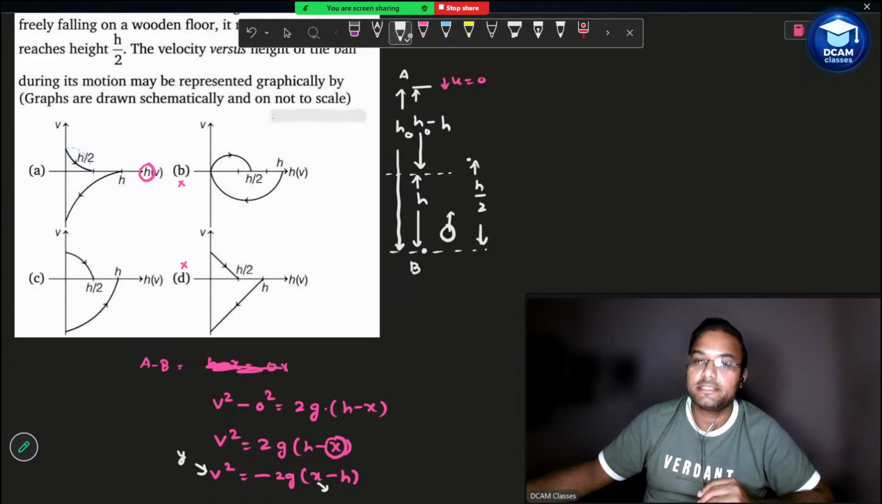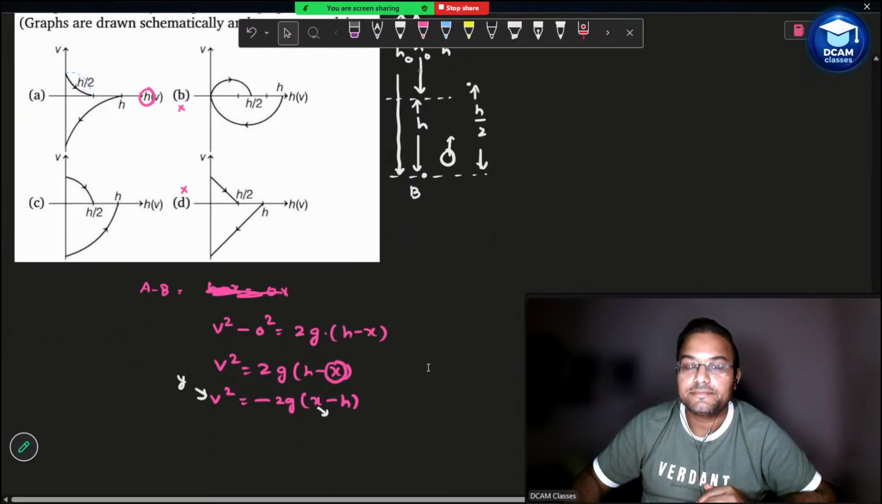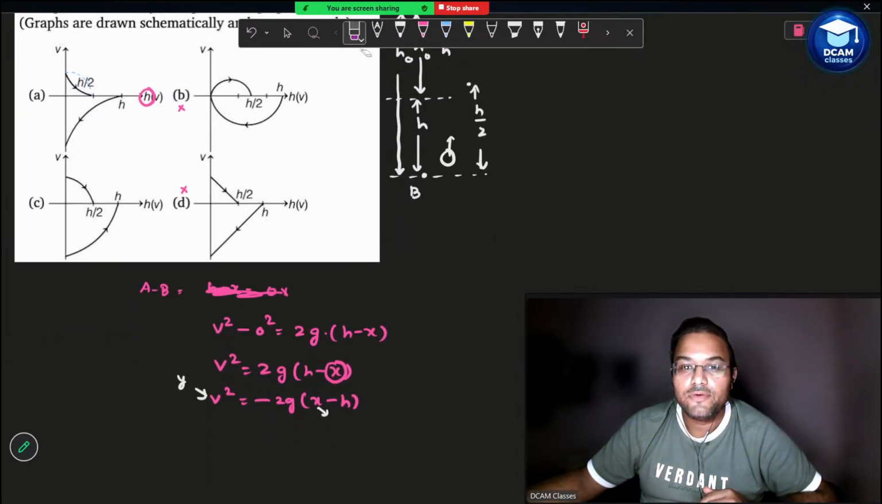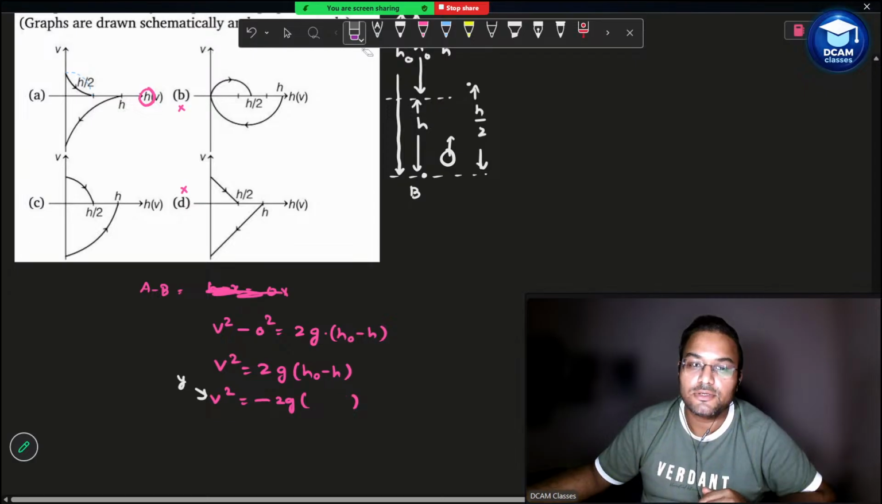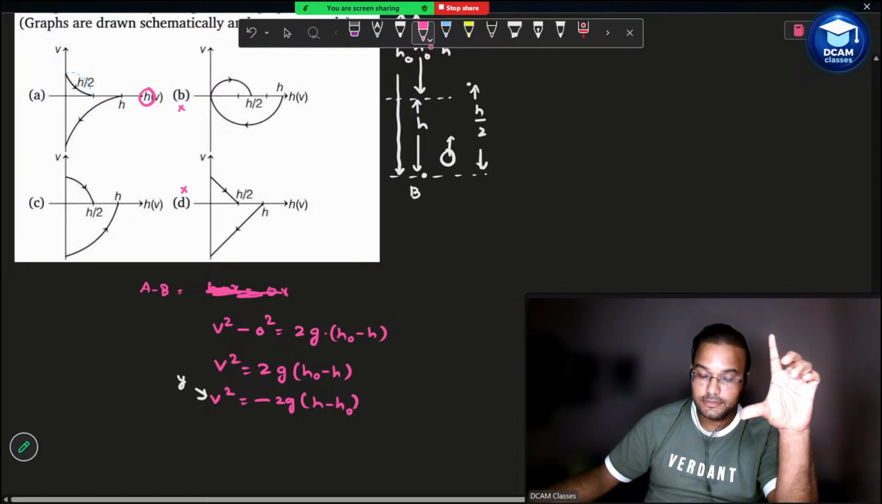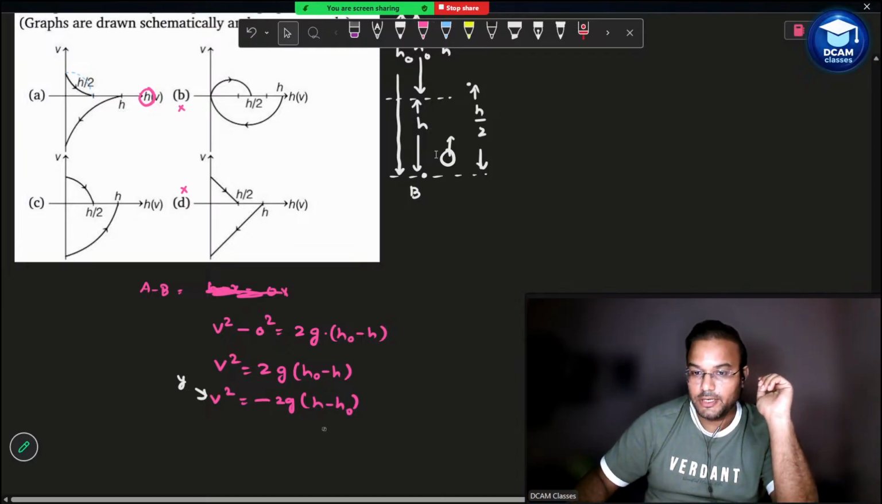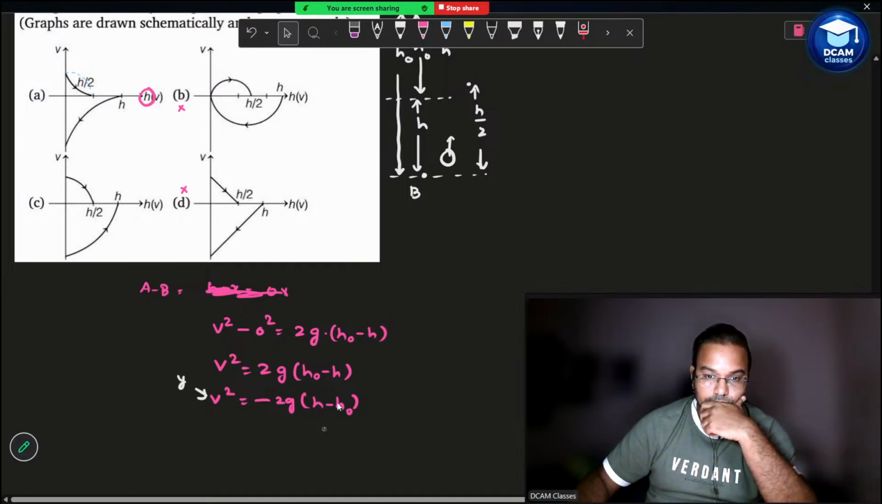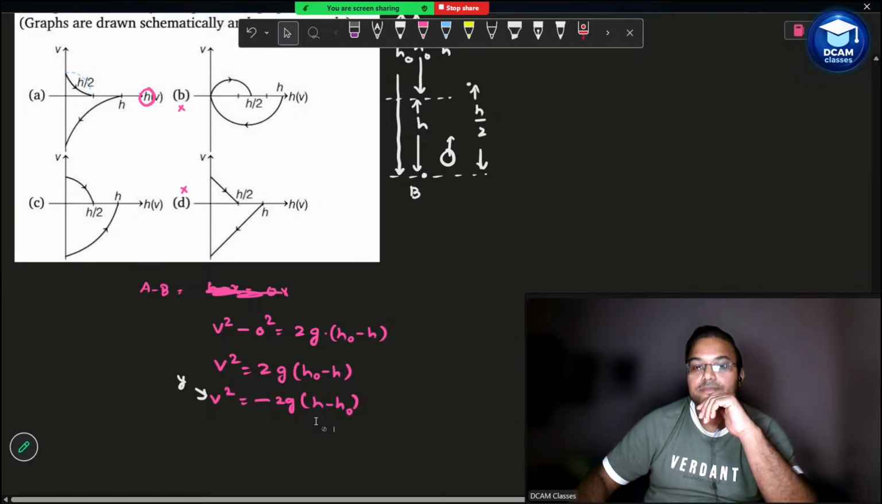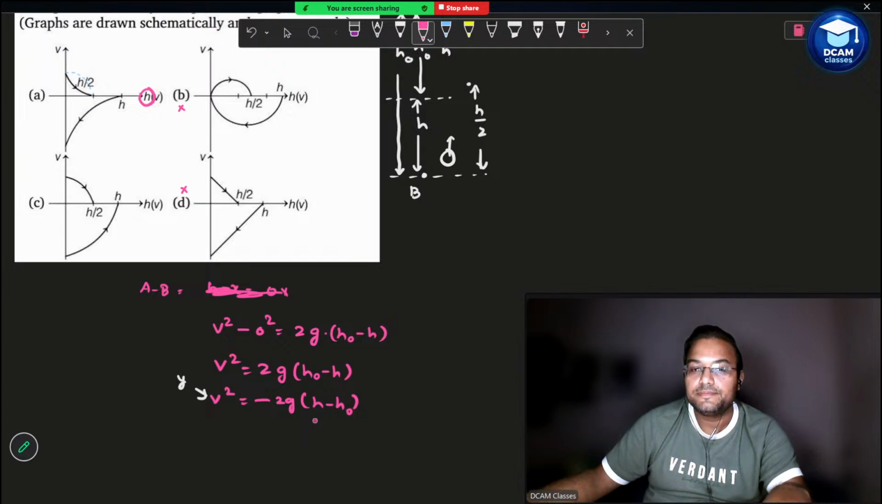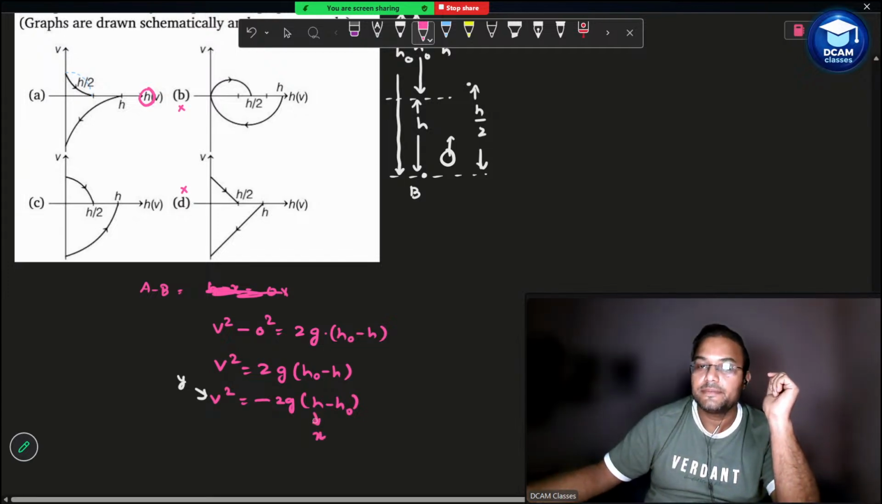At any time, the height is h, correct? Let's write like that. So then it would become h naught minus h, then it will be h minus h naught. Now, the initial height I have written as h naught to avoid confusion because it's a constant one. And h is the height of the body at any time t. It's variable. Now your y-axis is v and x is your h, correct?